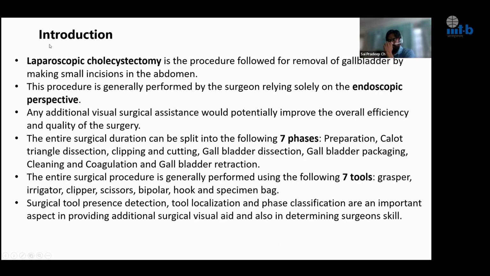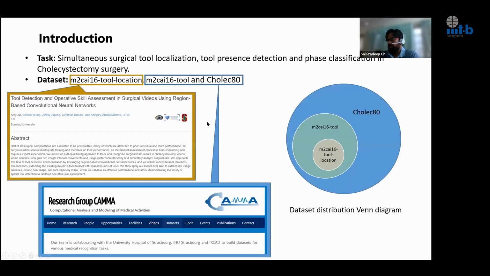Coming to the introduction, we have talked about most of it. So our surgical tool presence detection, surgical tool localization, and phase classification are an important aspect in providing additional surgical visuals, and also in determining surgeon skills. So the whole intention is to provide assistance to the surgeon, right? So for this particular task, that is the simultaneous tool localization, tool presence, and phase classification.